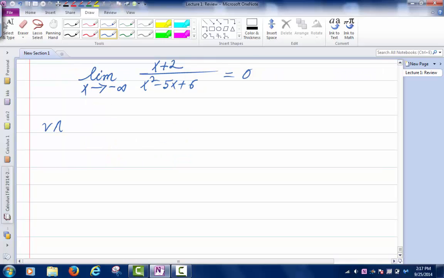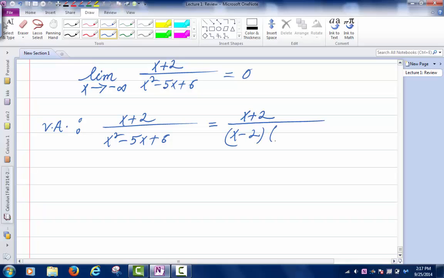Okay, what are the vertical asymptotes? Well, you get x plus 2 divided by x squared minus 5x plus 6, and that's the same as x plus 2 divided by x minus 2 times x minus 3, right? I can factor the denominator this way. Now you try to find values of x where the limit of the function is either infinity or negative infinity.